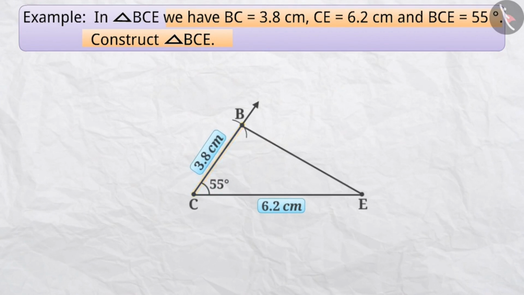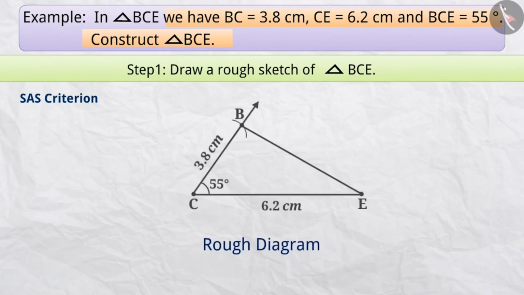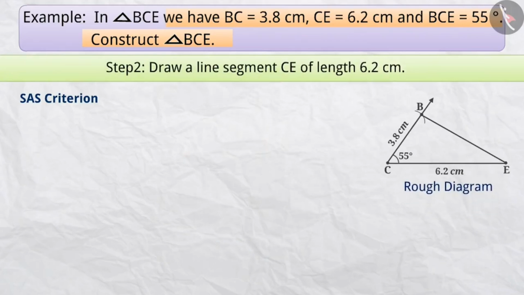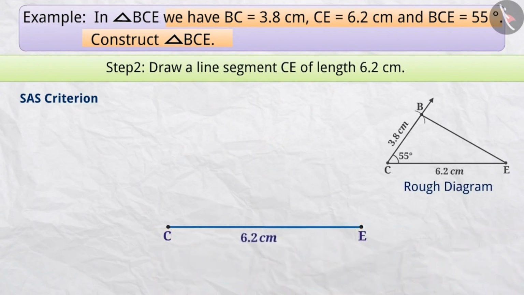Since we know the lengths of two sides of the triangle and the measure of the angle included between them, angle C, we can construct triangle BCE using the SAS criterion. Step 1. First, we draw a rough diagram with the given measures. This helps us to determine the procedure in construction. Step 2. Next, draw a line segment CE of length 6.2 cm.